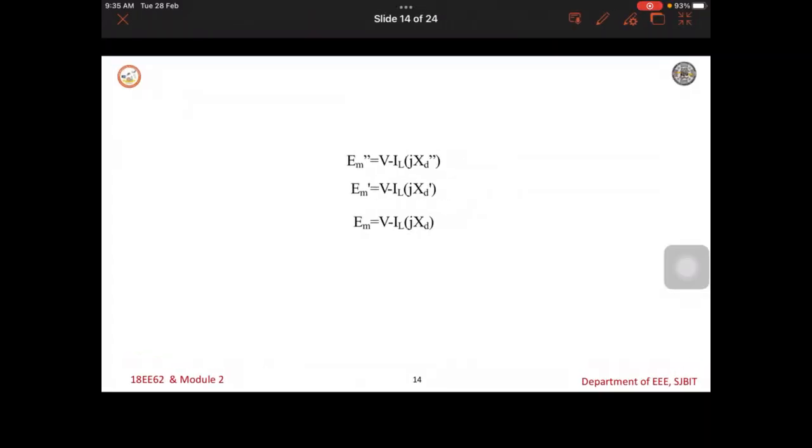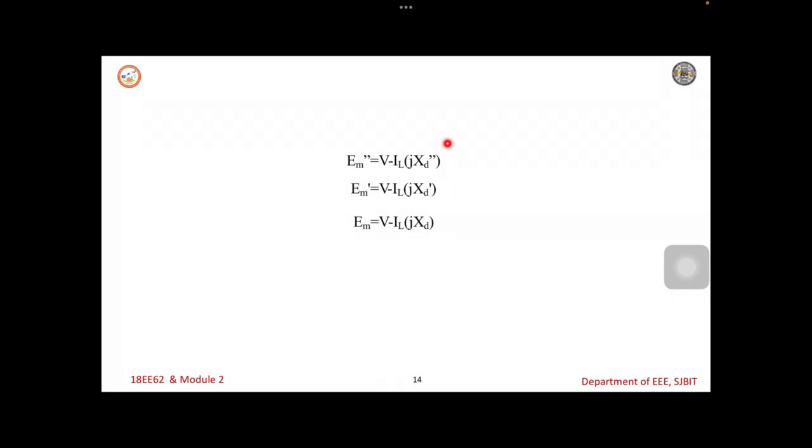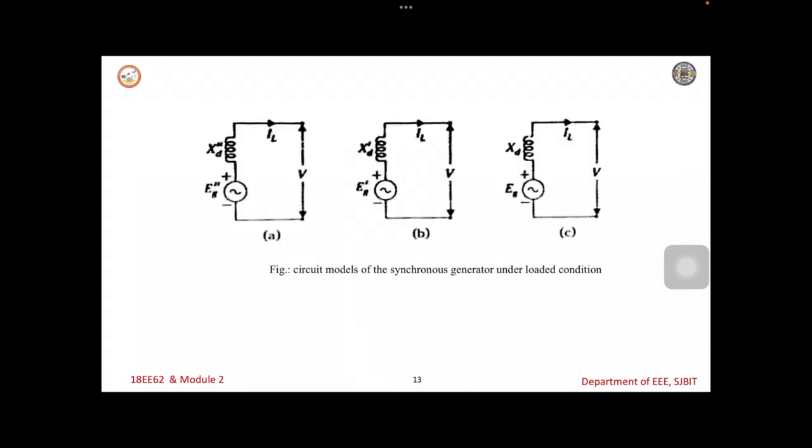Suppose you consider the load as synchronous motors. The internal EMF and reactance are similar to those of the generator, except that the current direction is reversed. So for motor action, you will get V minus, because it is a motor action.